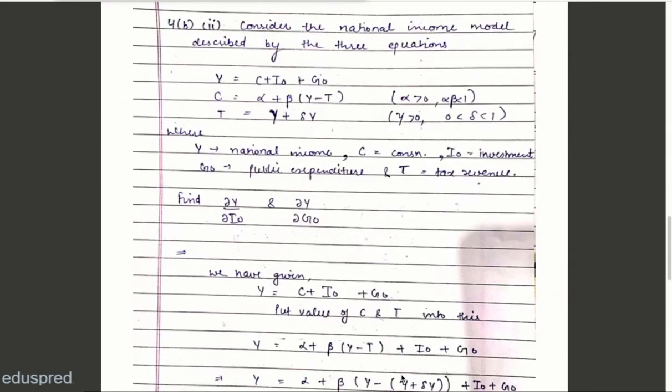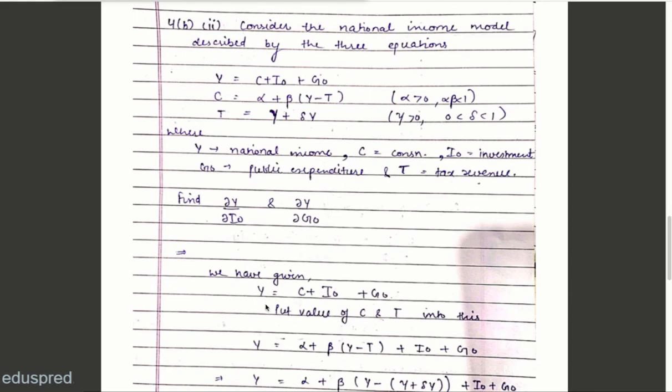Now moving on to the second part, consider the national income model described by the three equations. Your first equation is Y is equal to C plus I0 plus G0. C is equal to alpha plus beta (Y minus T), where alpha is greater than 0 and beta is between 0 and 1. Your T is equal to gamma plus delta Y, where gamma is greater than 0 and delta is between 0 and 1. Y is the national income, C is consumption, I0 is investment, G0 is public expenditure, and T is the tax revenue. And we have to find the partial derivative of Y with respect to I0 and the partial derivative of Y with respect to G0.